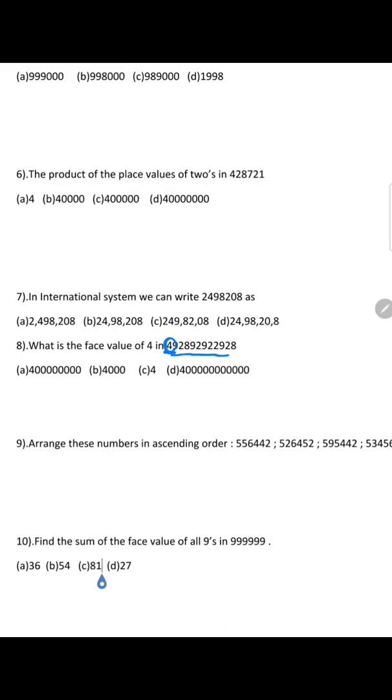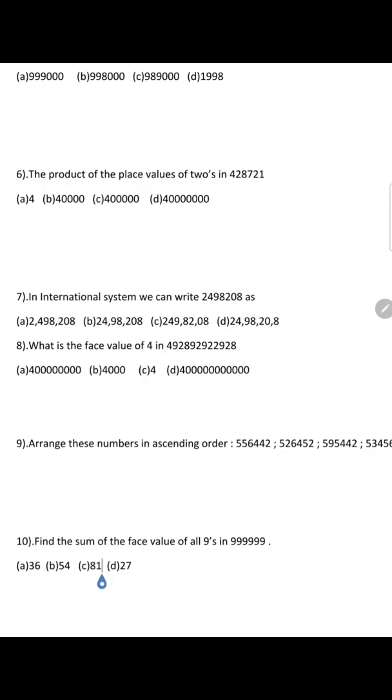But the face value of 4 in this number is 4 itself. Remember the point that I told you earlier. Face value of any number is the number itself. So when they are asking you the face value of 4, you have to put the same answer. So C is the right answer.